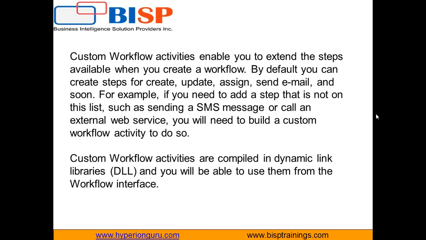can be executed. By default, the steps available with a workflow let us add a step for creating a new record, for updating an existing record, for assigning a record to a sales manager or a salesperson, to send an email, and so on. But let's suppose I need to add a step that is not available in that list, such as sending an SMS message or validating a specific field. If those steps are not available in the default steps in the workflow, that can be achieved by building a custom workflow activity.